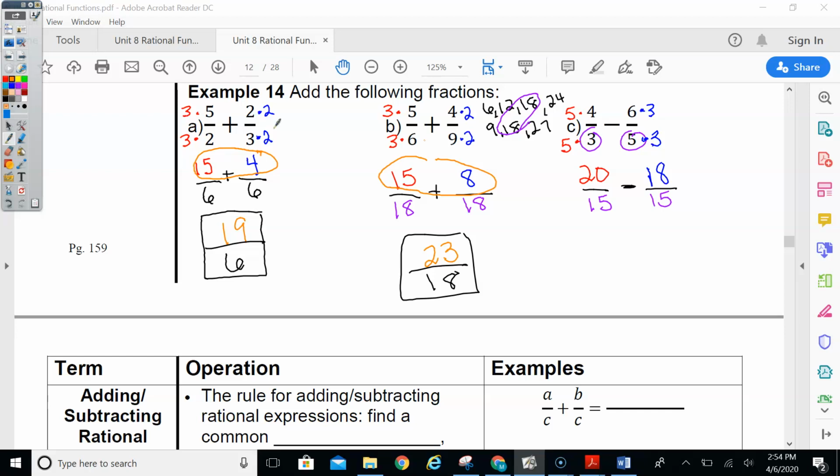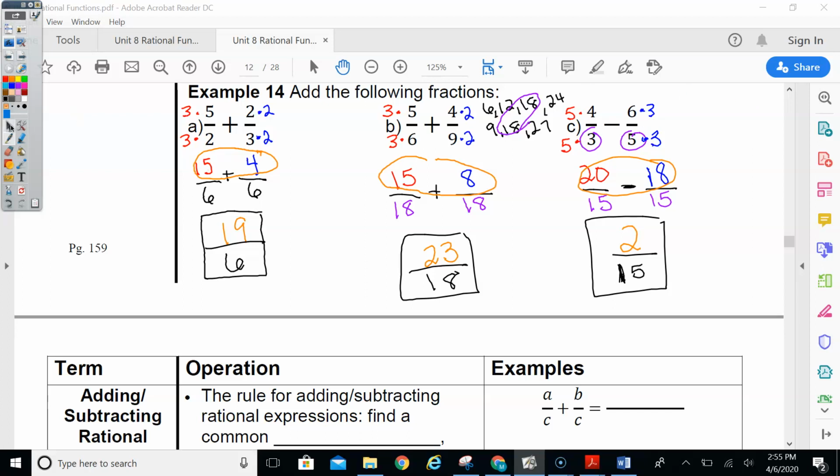And then now we just subtract the top numbers. So 20 minus 18 is 2. And we leave the denominator 15. So 2 over 15 here. No decimals, no mixed numbers, just simplified fractions. So add and subtract, and then reduce if possible.